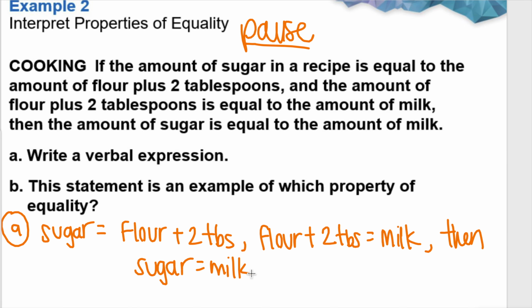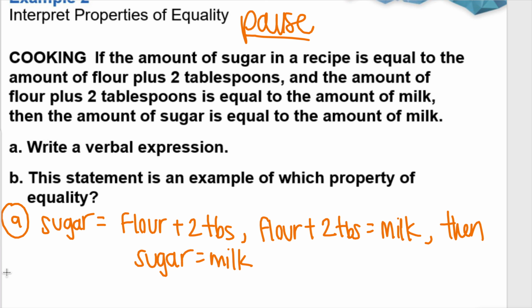And the reason why I had you write the verbal expression is because that helps us answer letter B. What is this statement representing? What property? This would be the transitive property, because it's showing first quantity to second, second is equal to a third quantity, and that means first quantity can be equal to the third quantity.